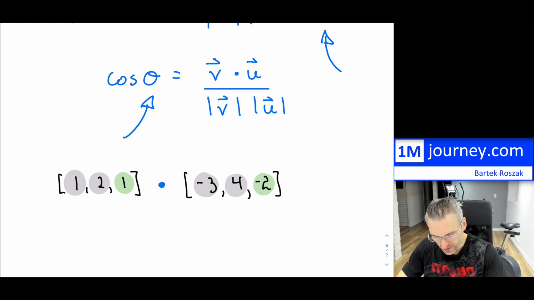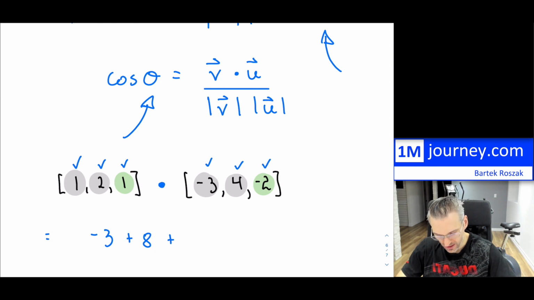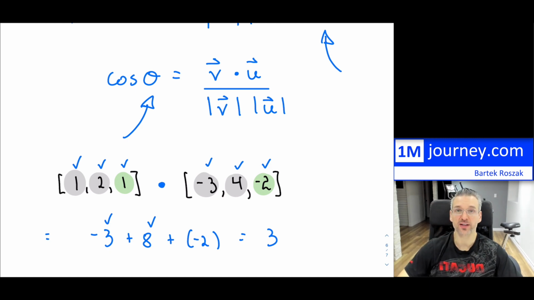So now the dot product is going to give us this numerator right here. If I do the dot product in between, what I'll find is 1 times the -3, which is -3, plus the 2 times the 4, which is going to be 8, plus the 1 times the -2, which is going to be -2. If I now add them together, this is -3 plus 8, which is 5, and then 5 plus -2, which is 3 right there. And that's my dot product.